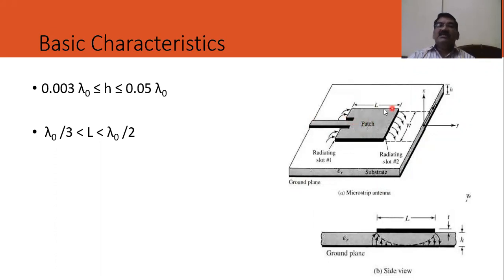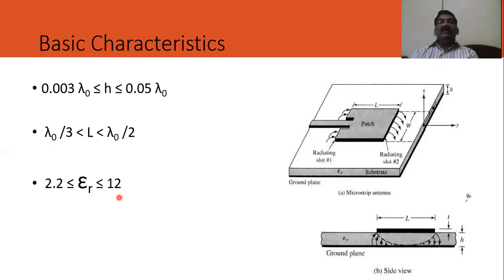So how is it designed? It depends on the height h and the length. The length is in the range lambda by 3 to lambda by 2. This is the length, and this is w, the width. The width is calculated according to the frequency of resonance. Then this is epsilon, the substrate. As there are various types of substrates, there is a substrate dielectric constant, which may range from 2.2 to 12. Depending upon the requirement, there are various advantages and disadvantages of using each substrate.